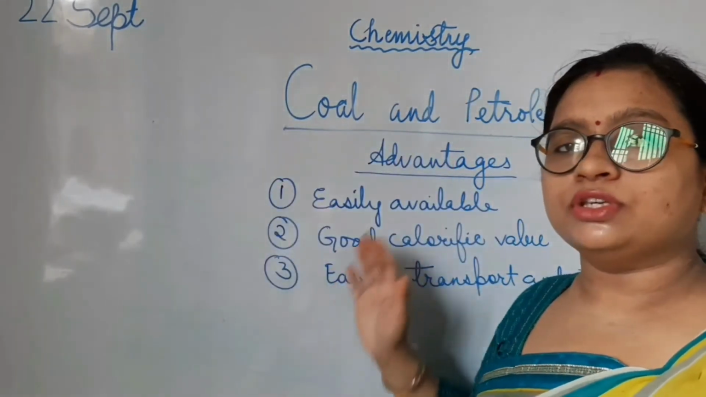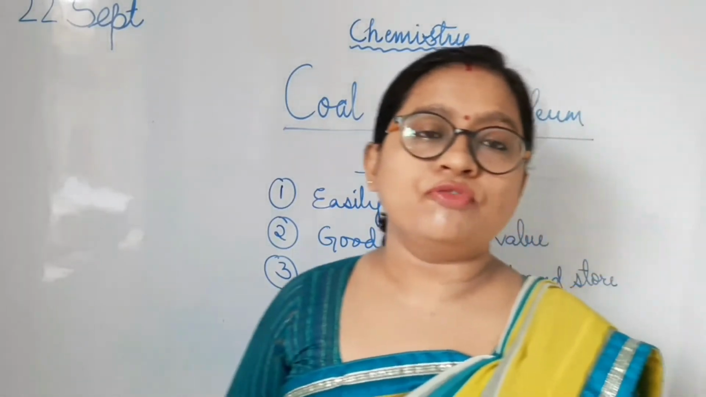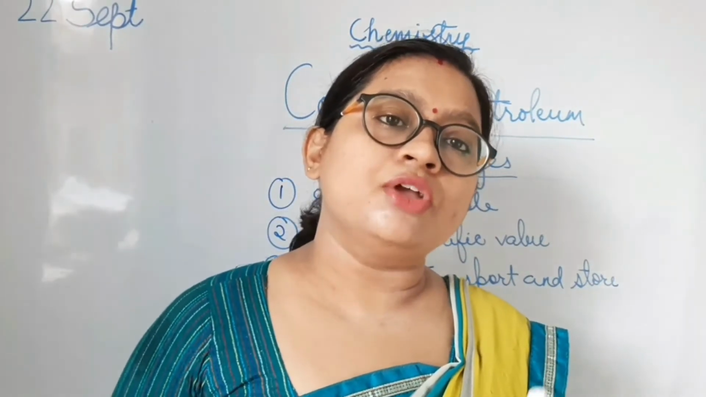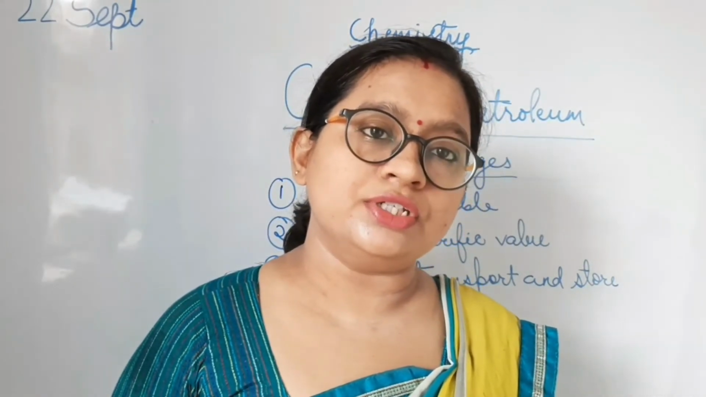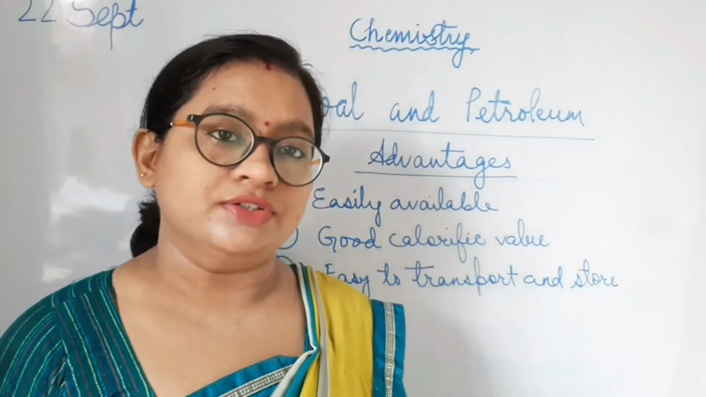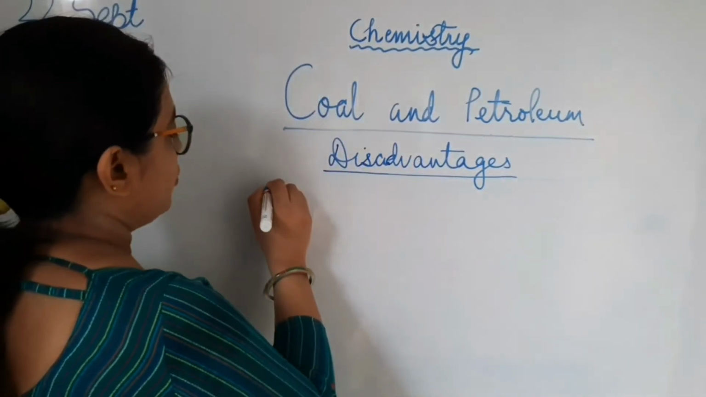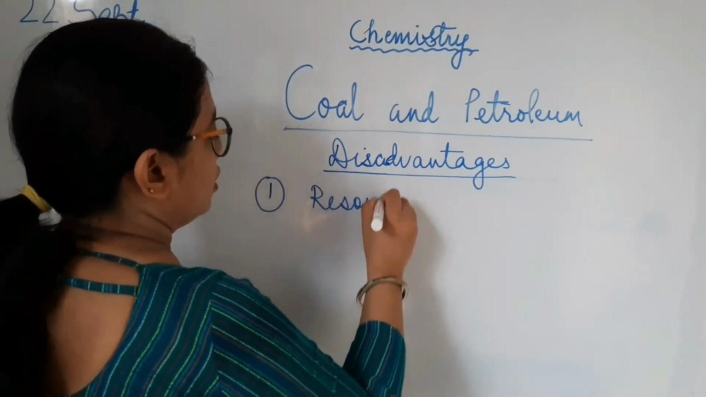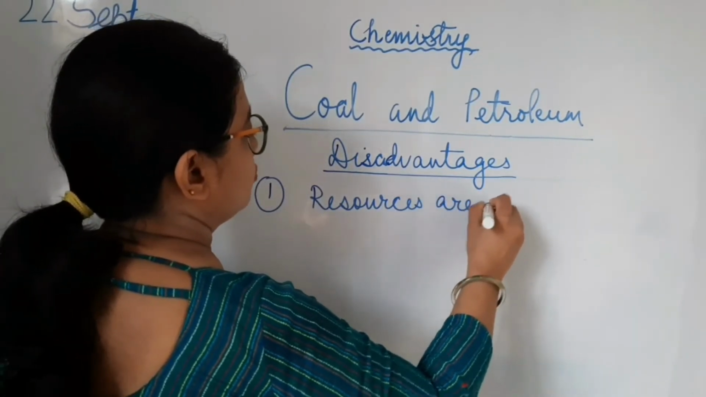Even after all these good things, even after forming the backbone of our energy needs, there are a lot of disadvantages, which is why we are backing off from these traditional sources of energy and moving towards the alternative sources of energy. There are some disadvantages related to coal and petroleum. That's why we are moving towards alternate or unconventional sources of energy. Let's see what these disadvantages are. The first disadvantage is that the resources are limited.